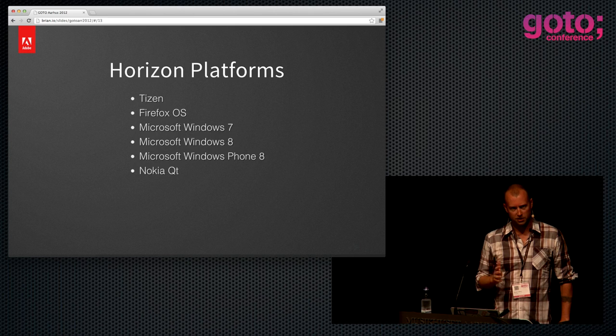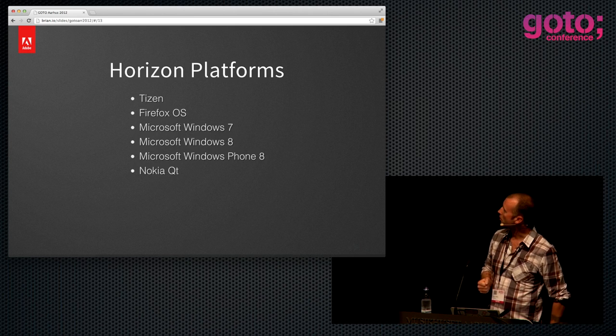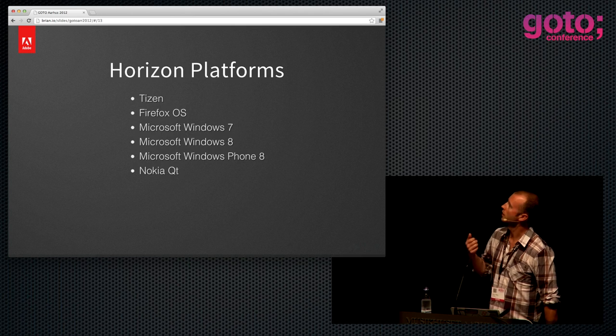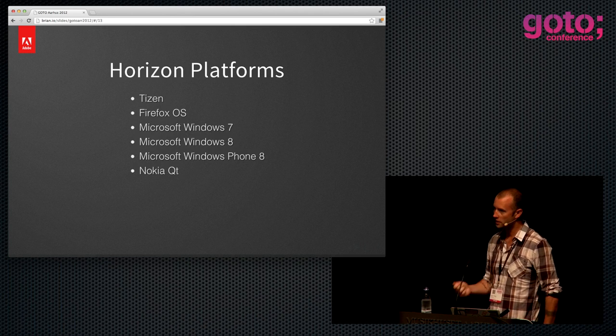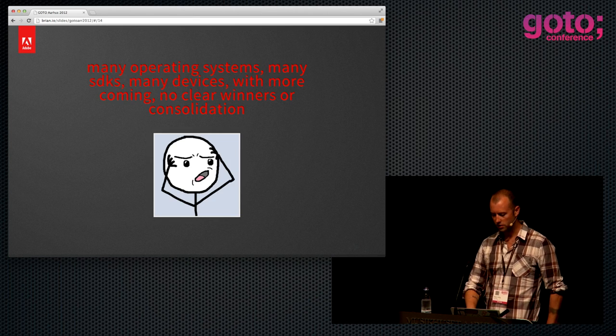Qt has actually been under development for a long time. Its future is a little bit sketchy. We'll see. But Windows Phone 8 is shipping. Windows 8 is shipping. Windows 7 we have an implementation. Firefox OS we have a shim, and Tizen we have a shim that's already working, which is kind of great. So you've got this situation where there's all this different stuff going on.